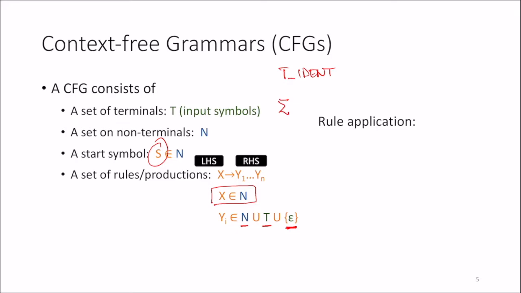And what does a rule mean? So you can apply a rule by taking a left-hand side. So if I see an X anywhere, I can replace it with the right-hand side. So essentially I'm taking this left-hand side, and the rule application says I can replace it with whatever sequence of symbols appears in the right-hand side, and vice versa. So you can take a sequence of symbols in the right-hand side and replace it with the left-hand side. And we'll see, depending on the direction, we might go in one direction or the other in order to do a parsing of a program.